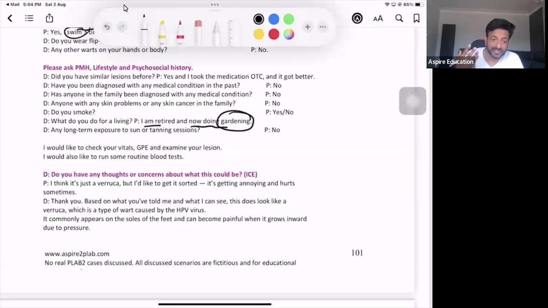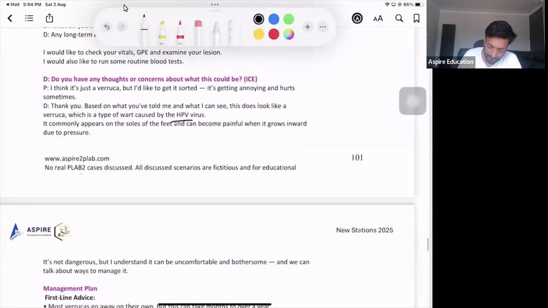So you do ICE. The patient is already saying, I think it's Verruca. So what are you going to say? Yes, based on what you have said and the examination I have done, it looks like a plantar wart or Verruca. It's a kind of wart that's caused by HPV, right? It commonly appears on the soles of the feet and can become painful when it grows inwards due to the pressure, because you stand on it and it goes inwards. So that's why it's painful. That's the main thing.